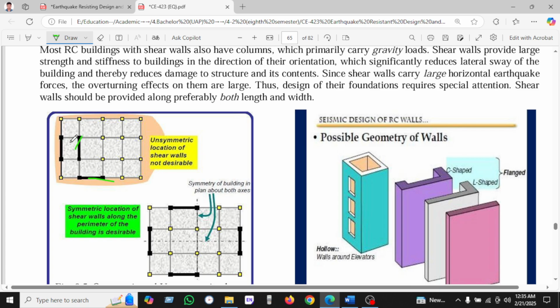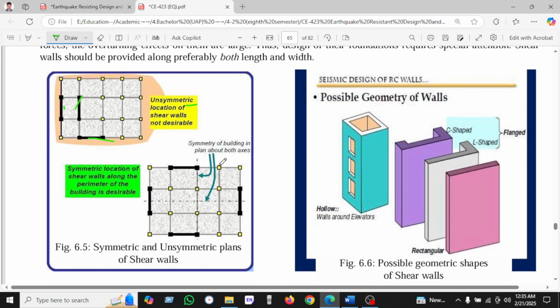This is the shear wall. These are the shear walls. This is unsymmetric, and this is the symmetric building in plan about both axes. So this is symmetric. This is shear wall. This is shear wall. So this is symmetric and unsymmetric plan in shear wall.